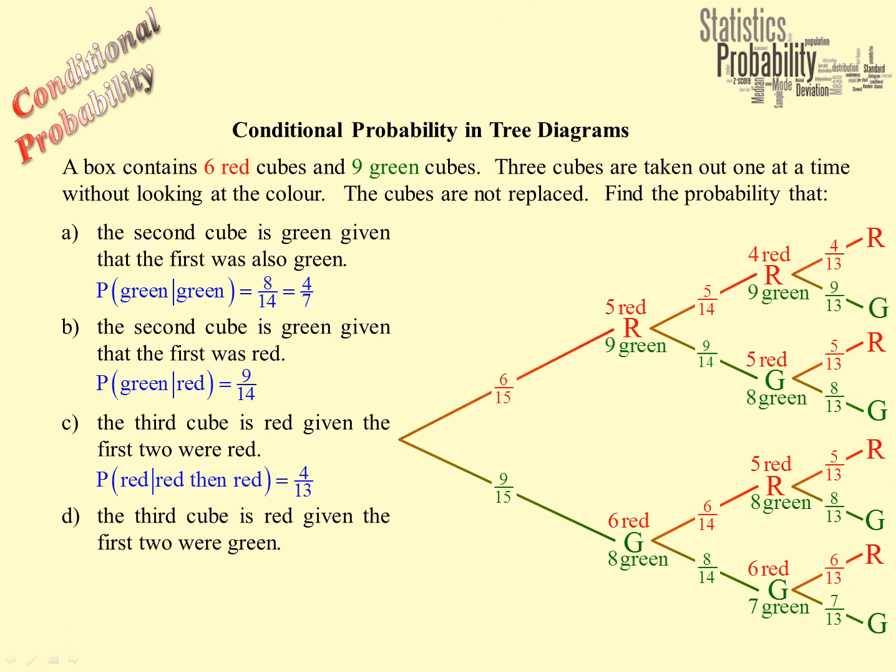Third cube is red given the first two were green. Okay, so now still red, red, red, red, but we have to get there through two greens. So therefore along this way. There we are. Green, green, and now a red. So there's your conditional probability, 6/13.